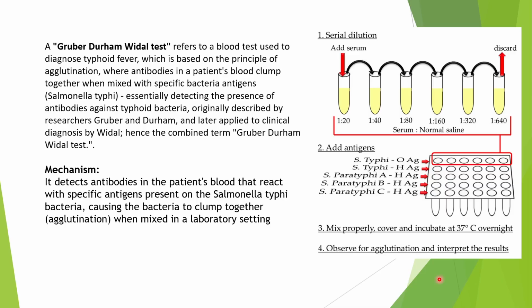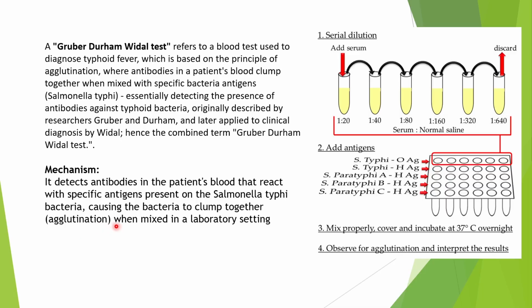The Gruber-Durham-Vidal test refers to a blood test used to diagnose typhoid fever, which is based on the principle of agglutination, where the antibodies in the patient's blood clump together when mixed with specific bacterial antigens of Salmonella typhi, essentially detecting the presence of antibodies against typhoid bacteria. It was originally described by researchers Gruber and Durham, and later applied to clinical diagnosis by Vidal, hence the combined term Gruber-Durham-Vidal test. The mechanism is that it detects the antibodies in the patient's blood sample that react with the specific antigens present on the Salmonella typhi bacteria, causing the bacteria to clump together. That is the formation of the agglomerates.